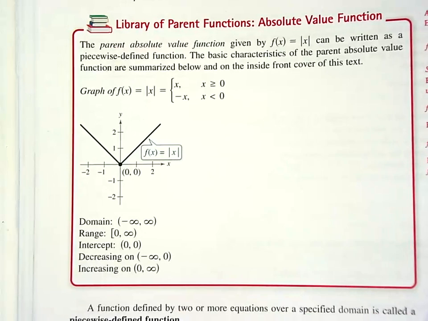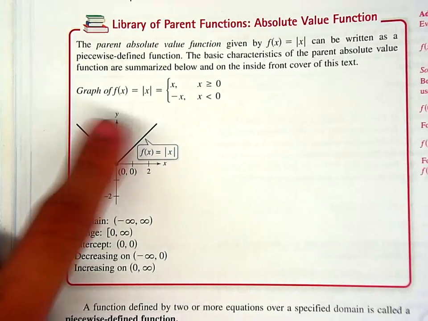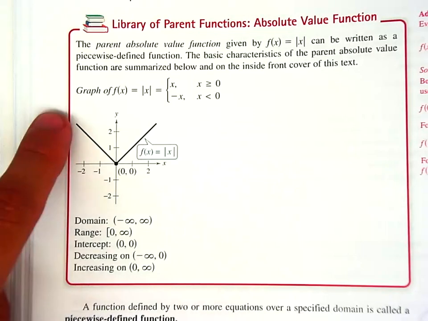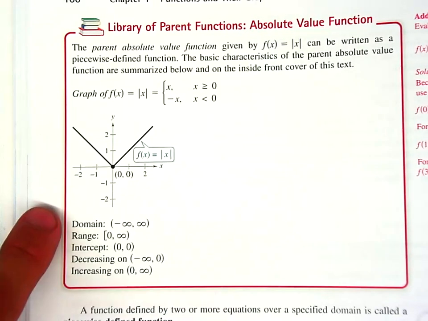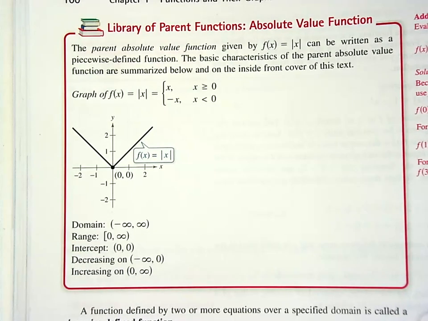So this is an absolute value graph. If you look, if it has an absolute value sign, it will always look like a V. And here are the domains and ranges and the increasing and decreasing key features of the graph.